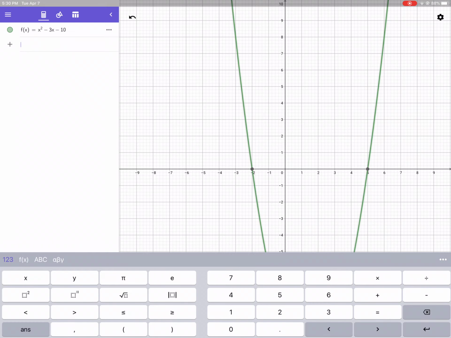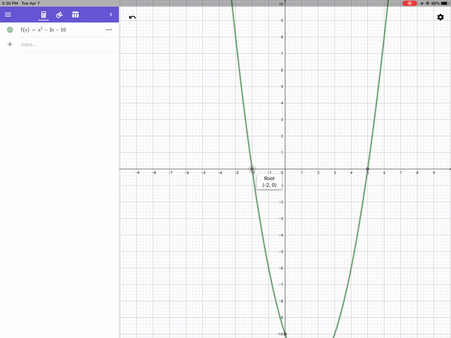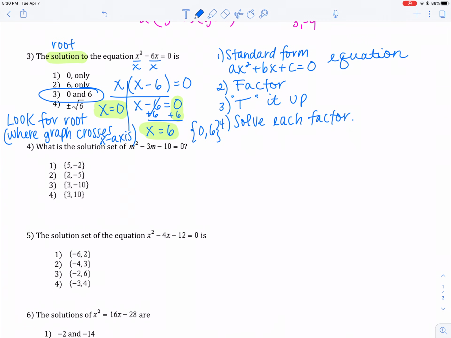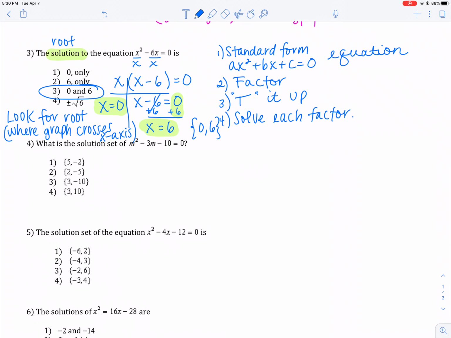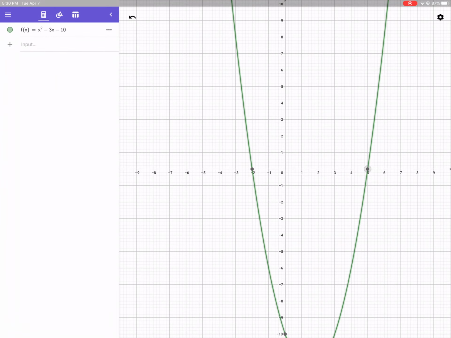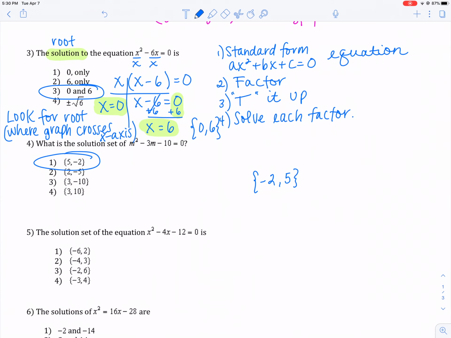Without even doing a thing, everybody look here. You see the root? -2. You see the other root? 5. Done. That's your answer. You're looking for, I'm going to put it over here, -2 and +5. Everybody see that? -2 and +5. Here they are, -2, +5. It's your answer. Now I'm going to prove it to you.